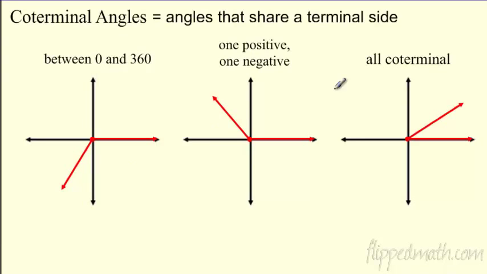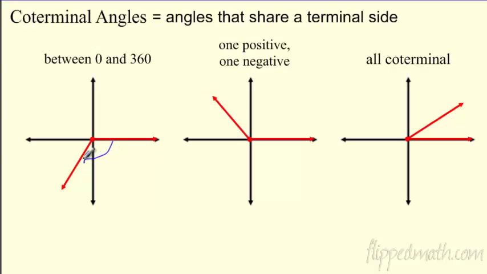So coterminal angles are angles that share a terminal side. So in standard position, they have that terminal side in common. So it's just what we were doing on the last one, those were coterminal angles as far as renaming them. So let's say that I give you something like this. This would be the most basic.